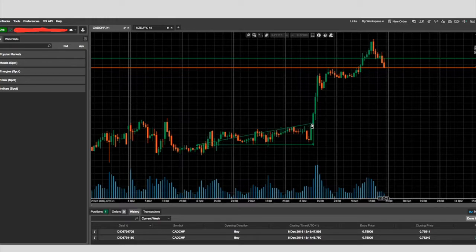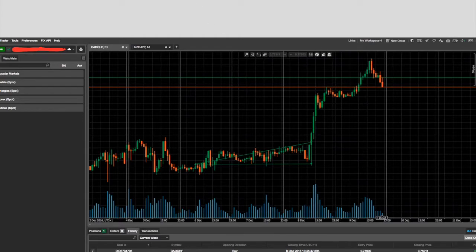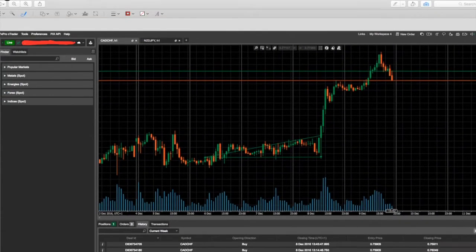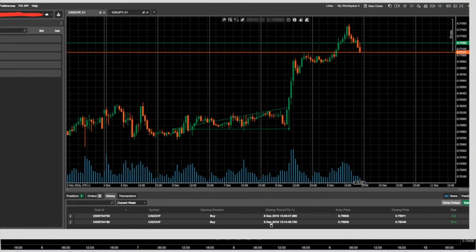This green line was the first target that was hit, so this green line indicates the position that was sold there, and then obviously price came down and it stopped me out in the second half at break even, and the details of that are down below here. So you can see the first portion of the trade was sold at 34 pips profit, and then the second half at break even at 0.2 pips.